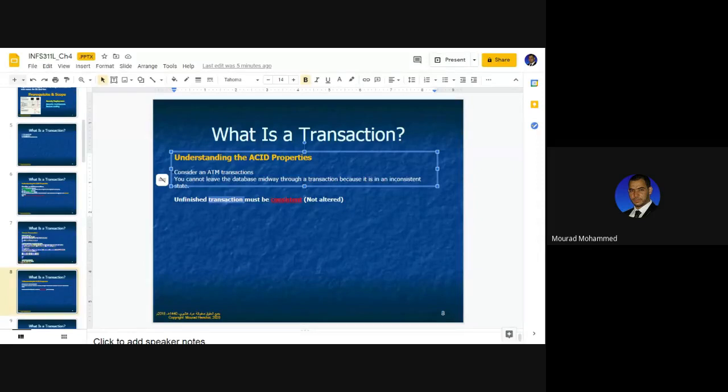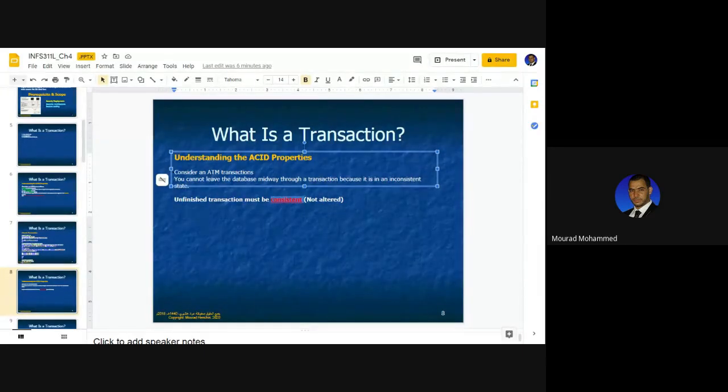We did not leave in between. We did not stop the work in between. We finished until the end. Thus, the transaction is consistent. It would be inconsistent if the work had been stopped in between and did not finish fully. Here we are not talking about executing all or failing all. We are talking about the work being finished, consistent, terminated, accomplished.